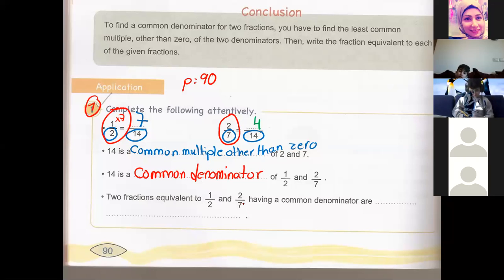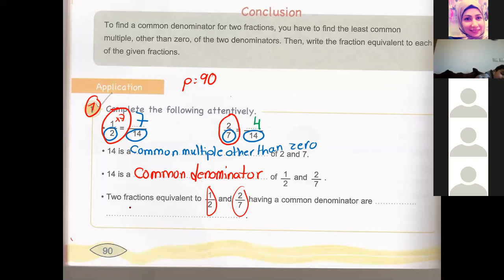Give me now two fractions equivalent to half and 2/7 from the first part. Your voice is deep. Teacher, leave Zoom and join, it will be better. Maybe. Okay.